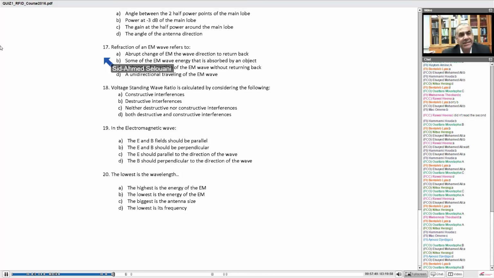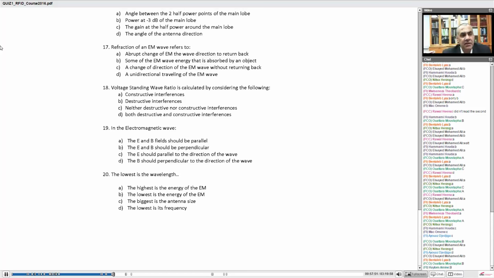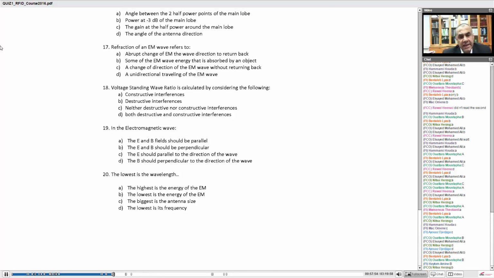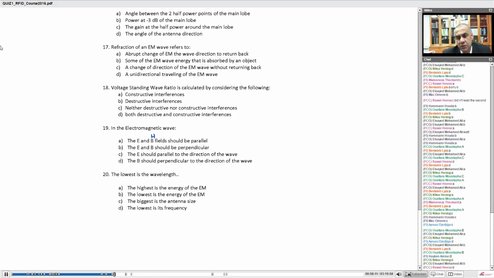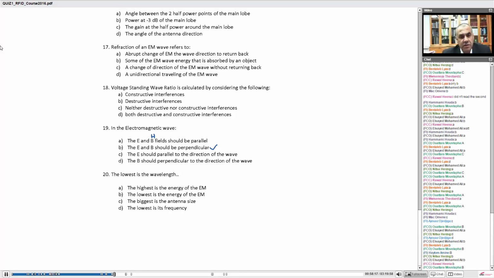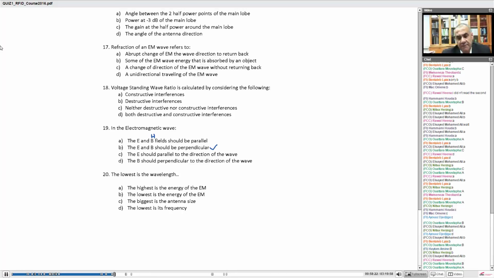In the electromagnetic wave, the E and B. Maybe sometimes I use B and sometimes I use H. It's correct for the two, so I can use H too. In some references we use B and H for the magnetic field. So here, which is the correct answer? In the electromagnetic wave, the E and B fields should be parallel, should be perpendicular. Yes, B. B is the correct answer.